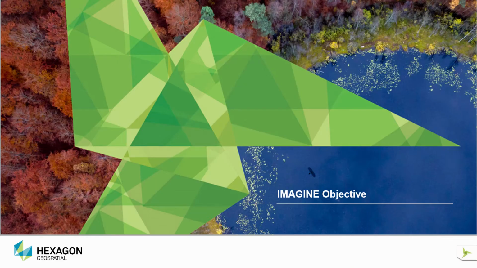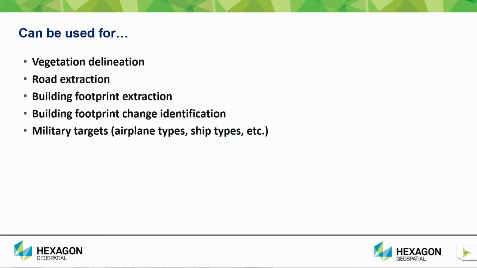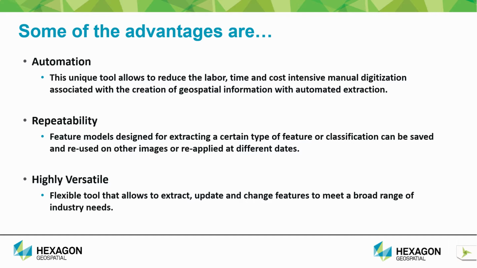In this video, let us see a tool called Imagine Objective, which provides a framework for automating the process of extracting features from imagery. Imagine Objective provides object-based multi-scale image classification and feature extraction capabilities to reliably build and maintain accurate geospatial content. With Imagine Objective, imagery and geospatial data of all kinds can be analyzed to produce GIS-ready mapping.